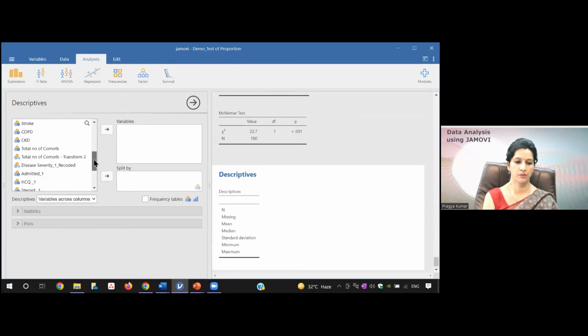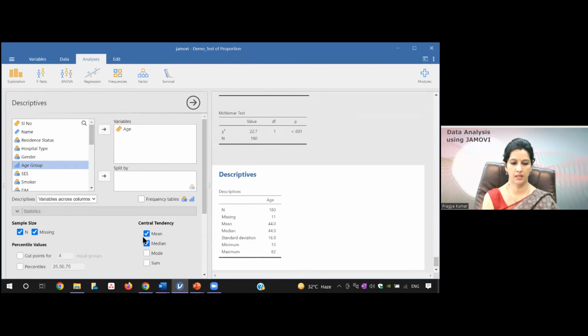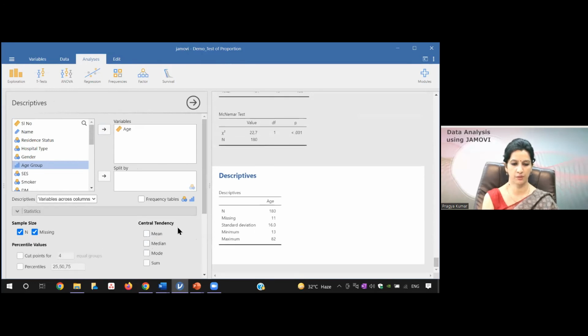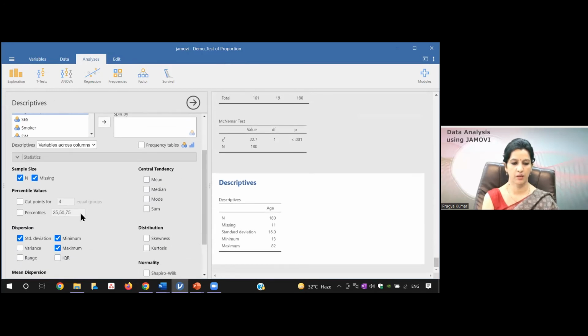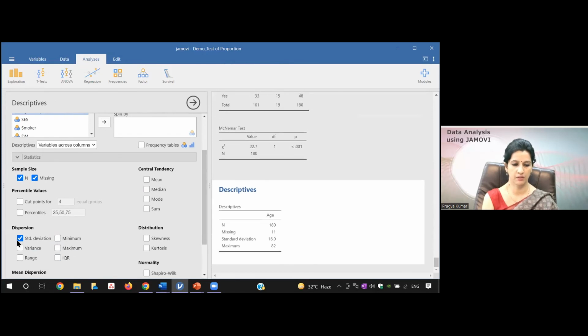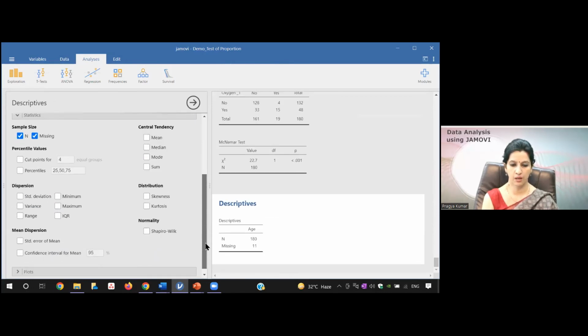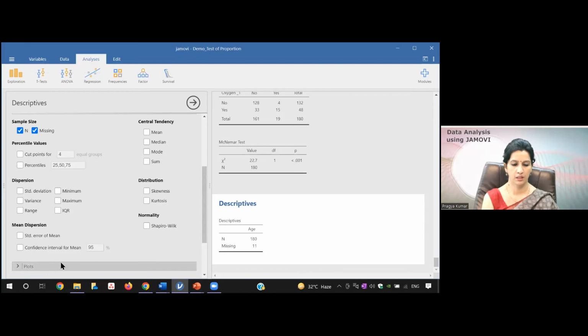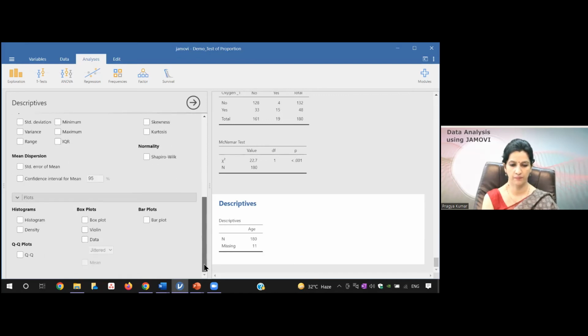So I think there's no continuous data here in this. So let me go to age. Okay, yes, there is one age here. So let's see its box and whisker plot. Statistics I'll uncheck because I'm only focused on the box plot now. And I'll go down and I'll come to this plot. And this is the box plot.